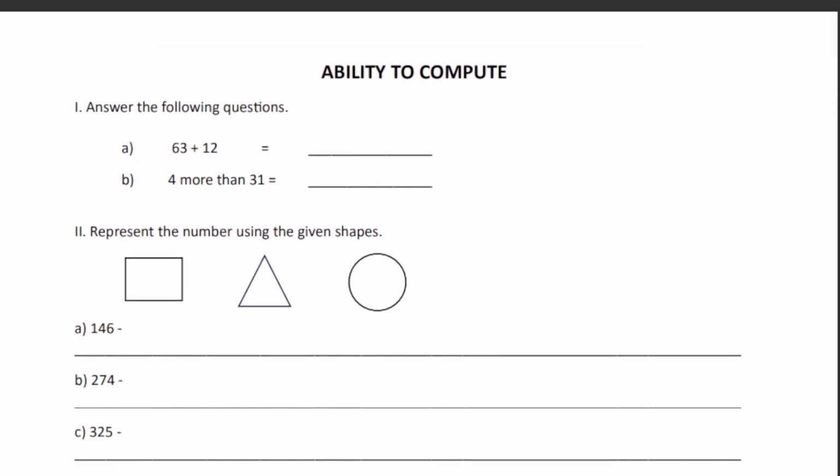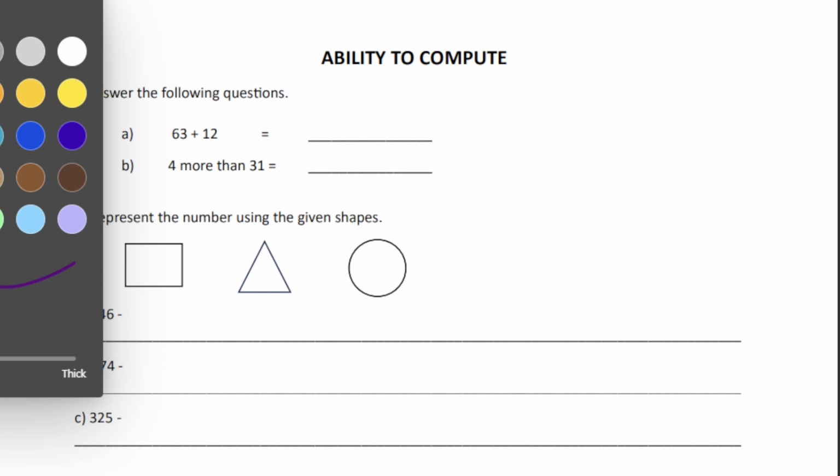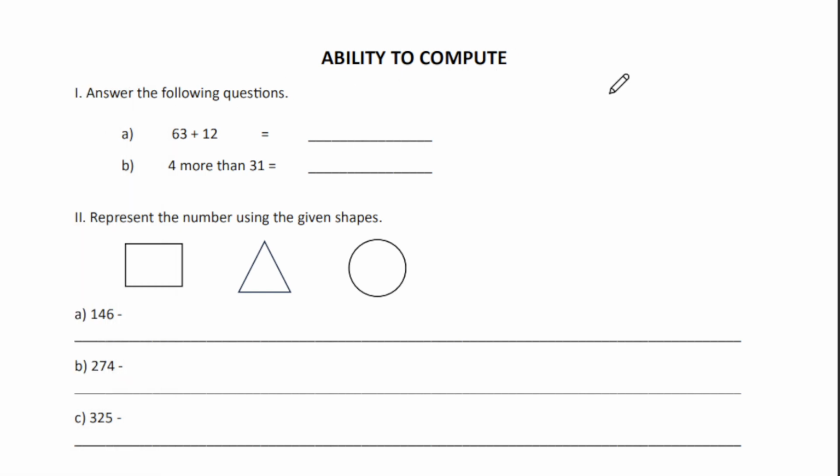Answer the following questions. So we are given 63 plus 12. So you have to add 63 plus 12. 3 plus 2 is 5. 6 plus 1 is 7. So 75.